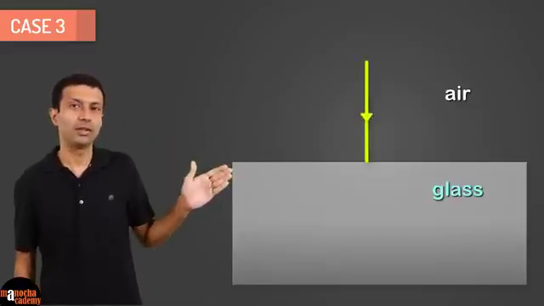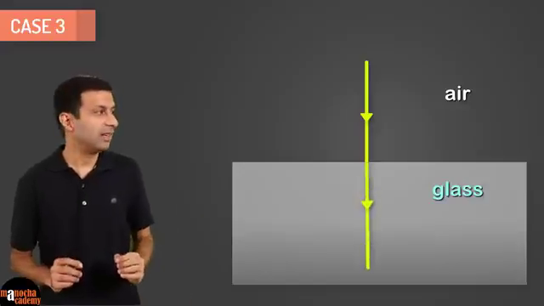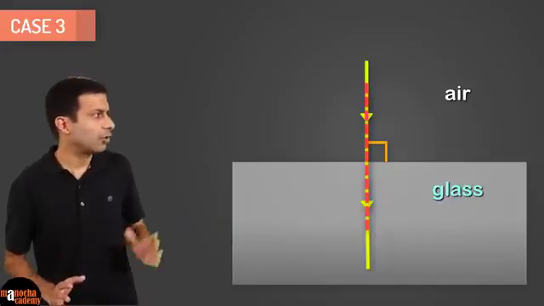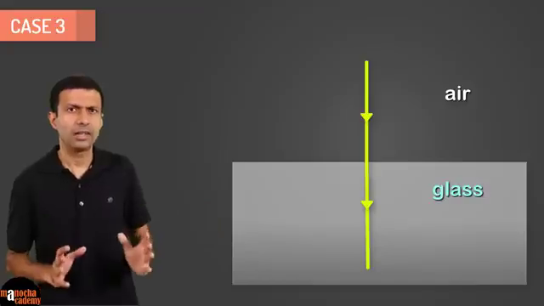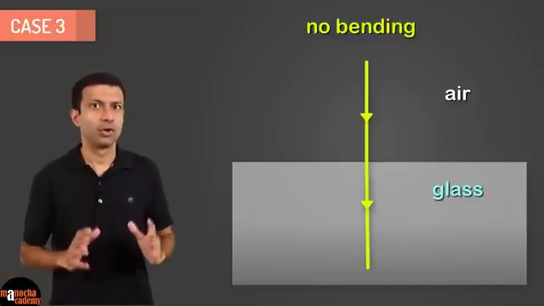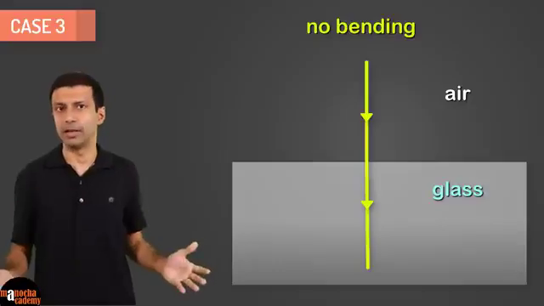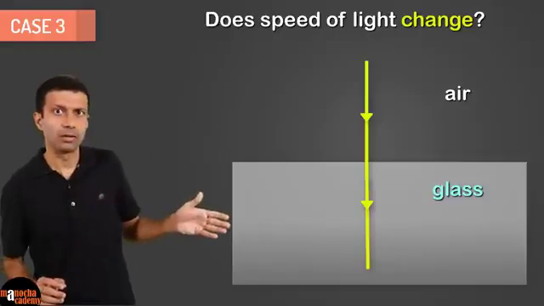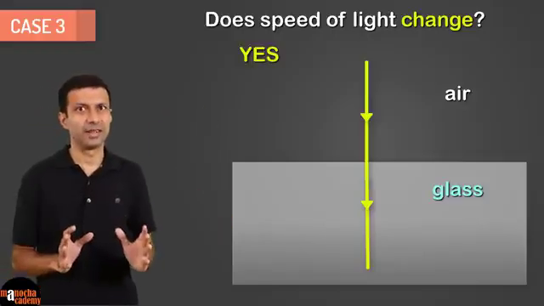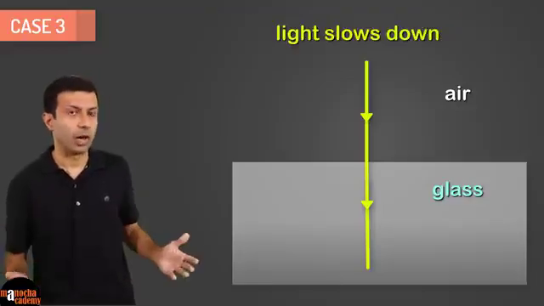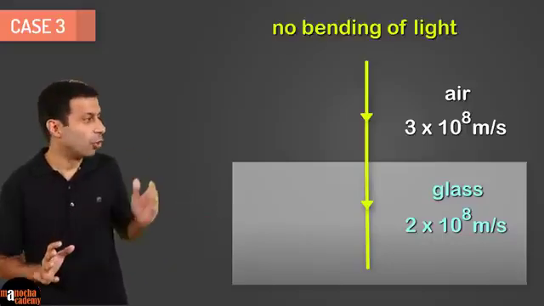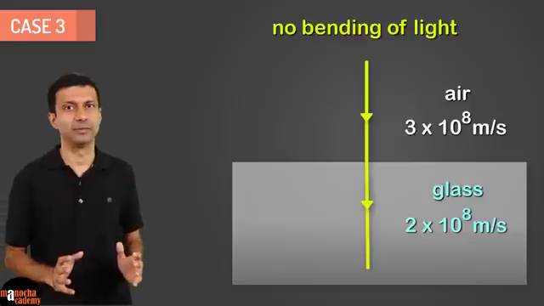There is another interesting case where the light is incident normally on the second medium. As you can see, the incident ray is along the normal here. But even though the light is traveling from air to glass, can you see that there's no bending taking place? So we say there is no refraction happening here. But does the speed of light change when it enters the glass block? The answer is yes. As expected, the light will slow down when it goes from air to glass. But in this interesting case, there is no bending of light happening here.